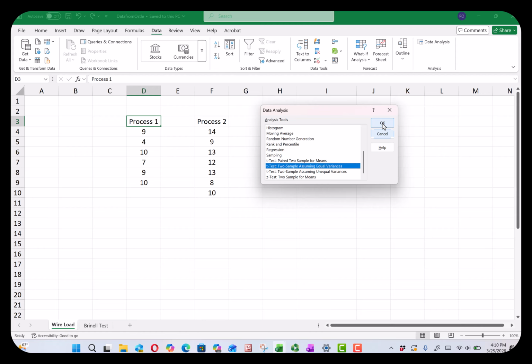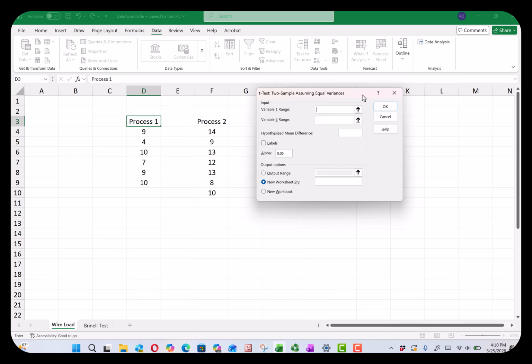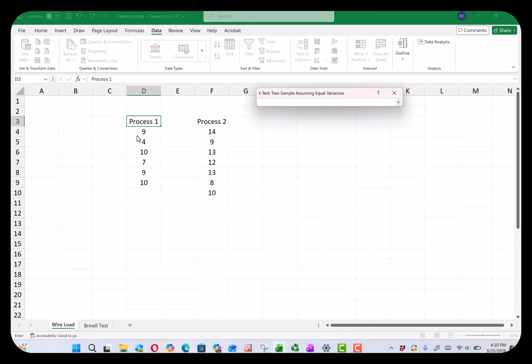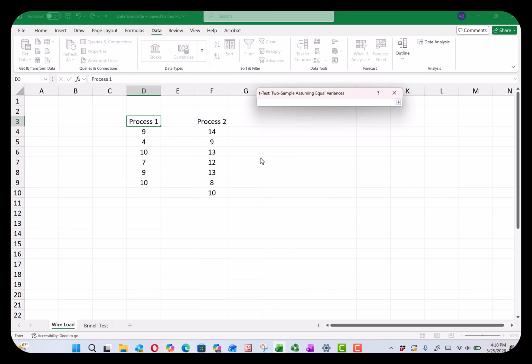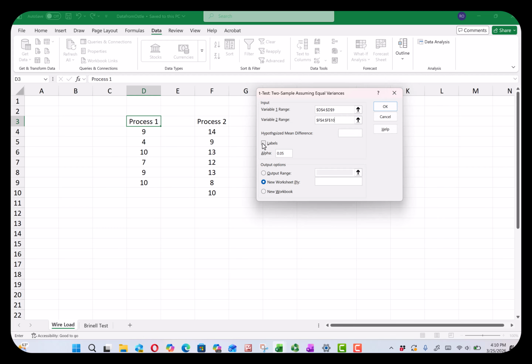Click OK, and you get the typical dialog box which says what data to use and where to put the results. For variable 1, click in there and then mark the process 1 observations. For the second sample, same thing except mark those observations. Other things in here are labels. If we did this, we would include the process 1 and process 2 headings.